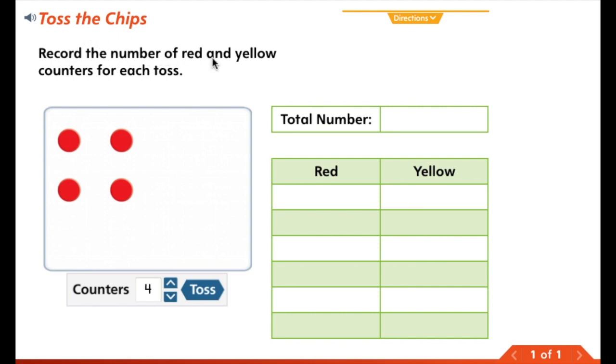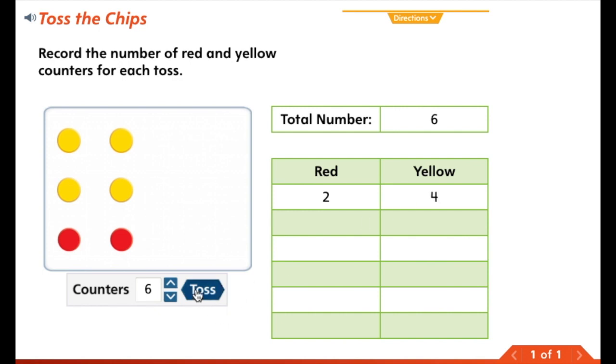It says record the number of red and yellow counters for each toss. Now this starts with 4. We are playing with 6 counters. How many counters? Yeah, 6 counters. So I'm going to come down here and I'm going to press my arrow until I get to 6. And right here, total number, how many am I playing with? Yeah, 6 counters. Then I'm going to click toss. How many do you see that are red? 2. Good. I'm going to do red first. And how many are yellow? 4. Very good. 2 and 4.